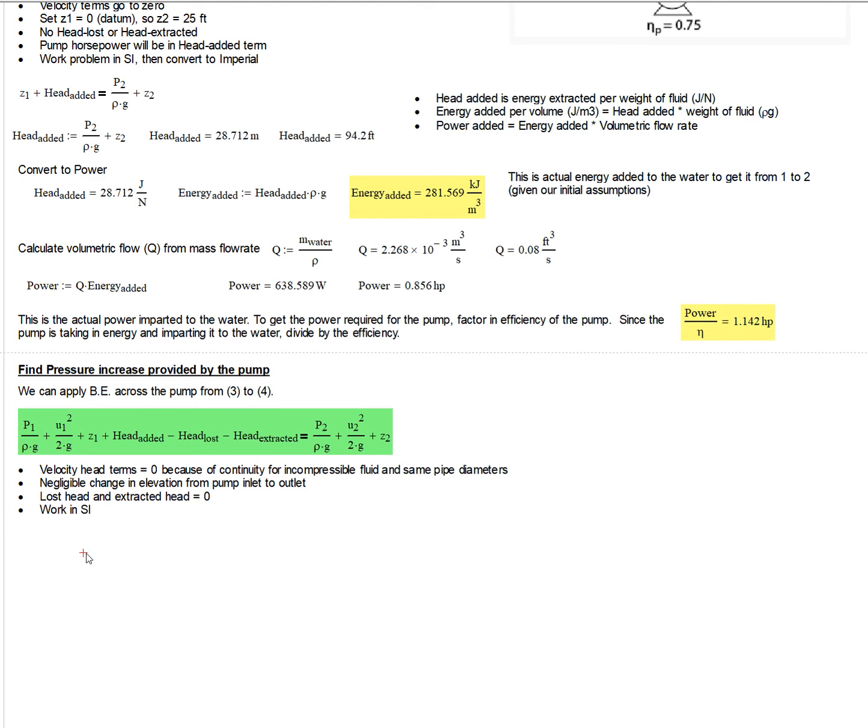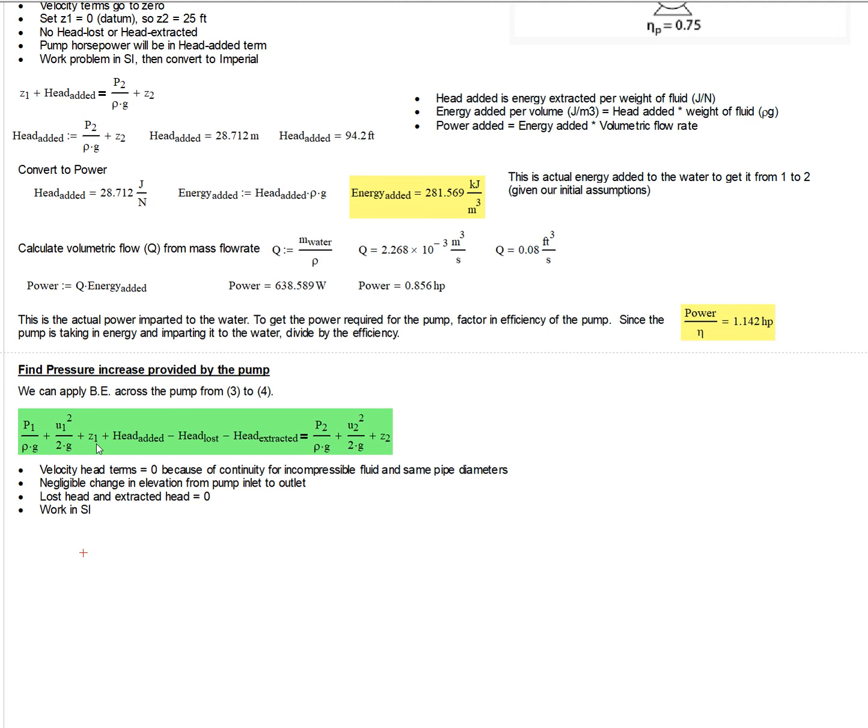So the first thing I have written here is we can cross out the velocity head terms at the inlet and the outlet of the pump. So the question is, how can we do this if the velocity is probably significant, or at least not insignificant? The reason we can do that is because the linear velocity at position 1 is going to equal the linear velocity at position 2, and that is because our inlet and our outlet pipe has the same diameter. So our velocity terms will cancel out.